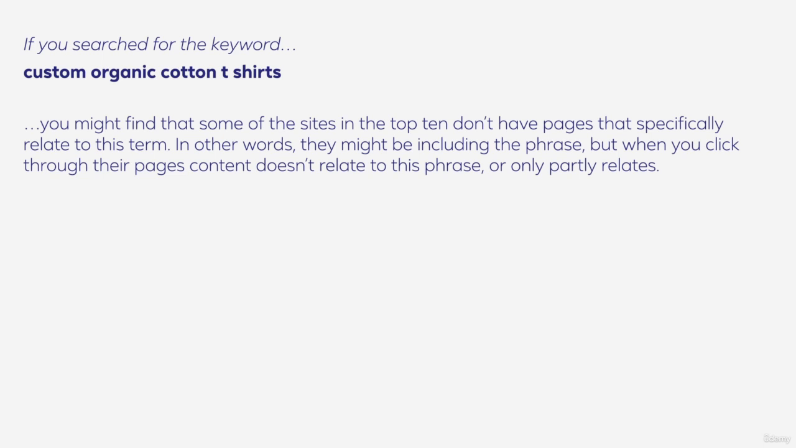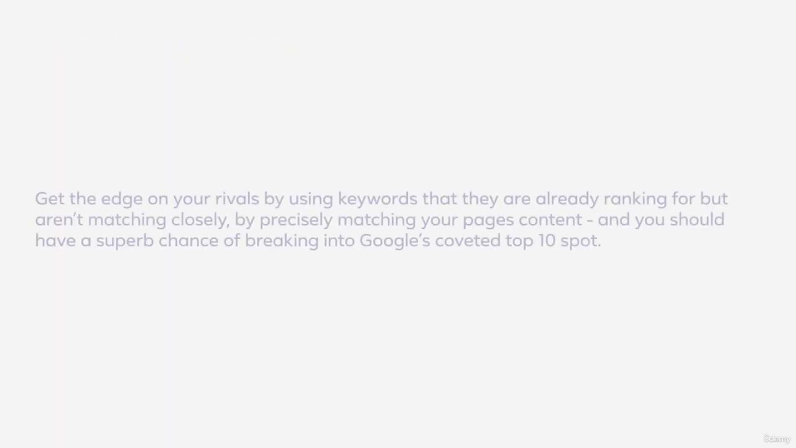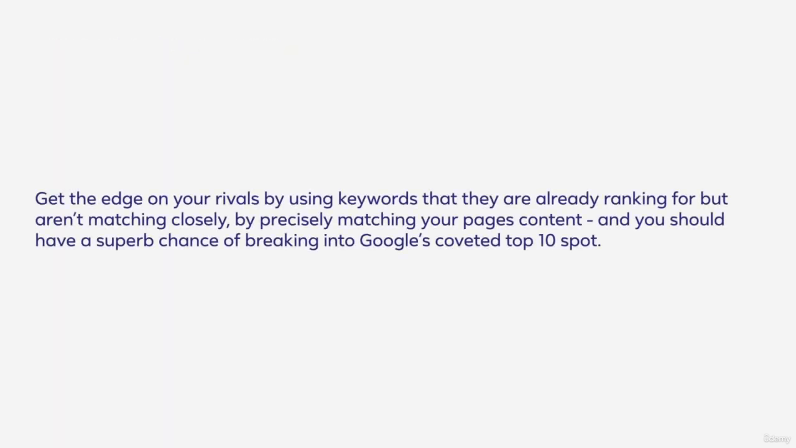In other words, they might be including the phrase, but when you click through, their page's content doesn't relate to this phrase, or only partially relates. Get the edge on your rivals by using keywords that they are already ranking for but aren't matching closely. By precisely matching your page's content, you should have a superb chance of breaking into Google's coveted top 10 spot.